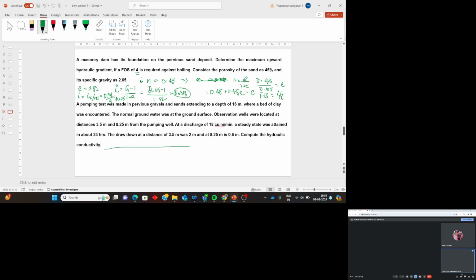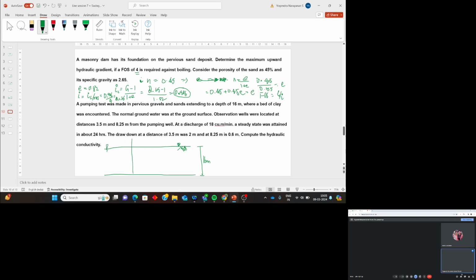This is the ground surface, right? Now you are encountering a clay layer here. So it is 16 meters. Initially, the level is at ground level. Water level is at ground.